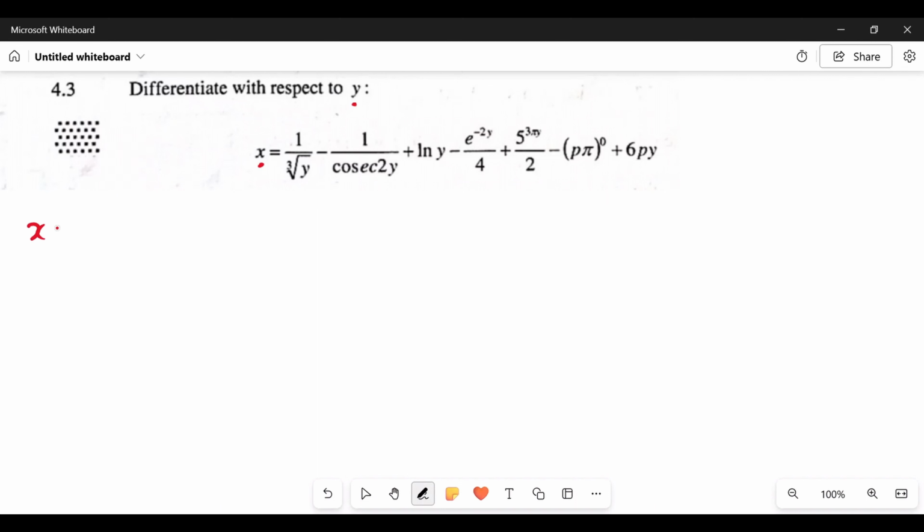So let's do it. x is equaling to the first term. We need to take this y from the denominator to the numerator. So we know that this y is y to the power of 1 over 3. So if we take it to the numerator, it's going to be y to the power of negative 1 over 3. There we go. Now we go to the next term. The next term we have 1 over cosec 2y. So this here is an inverse of sine. So you can rewrite it as sine 2y.